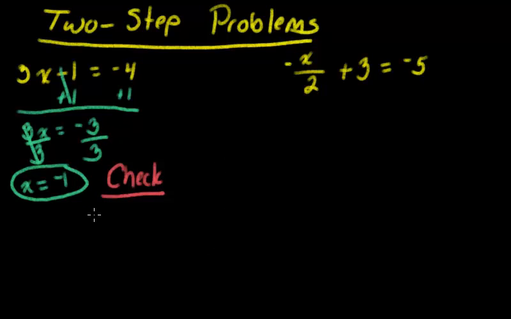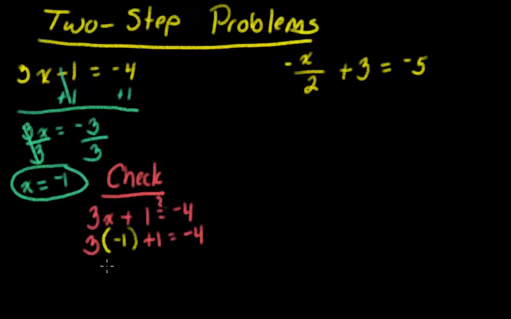So now we're going to check. So let's write out the problem. 3x plus 1 equals negative 4. Now where we have x, we're going to substitute in negative 1. You can also write a question mark right there.